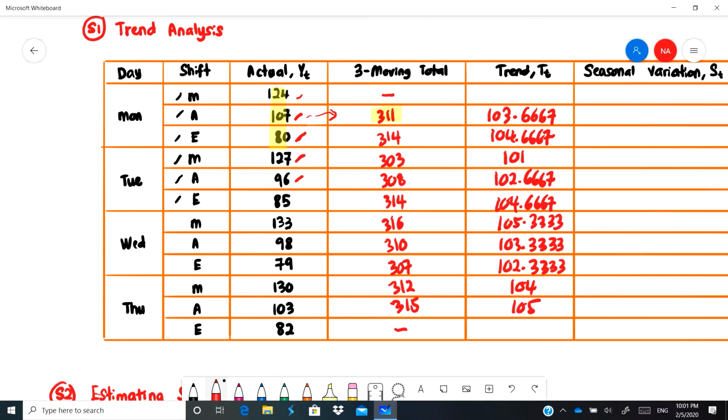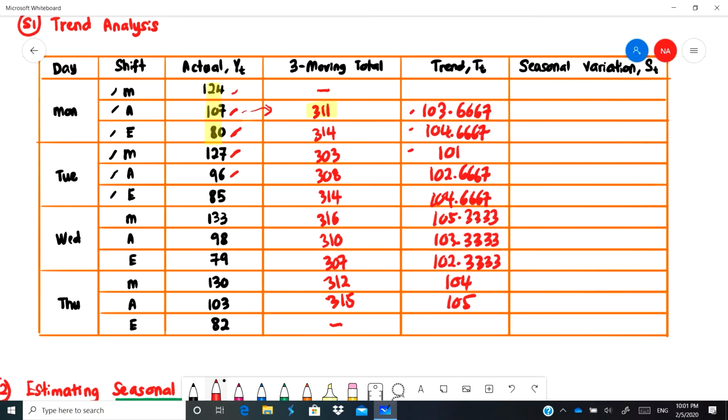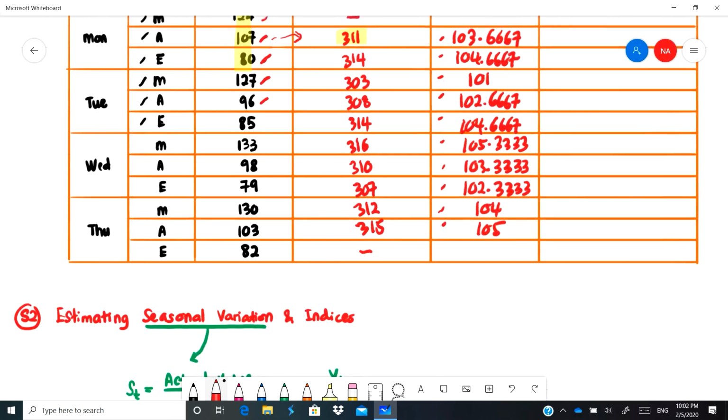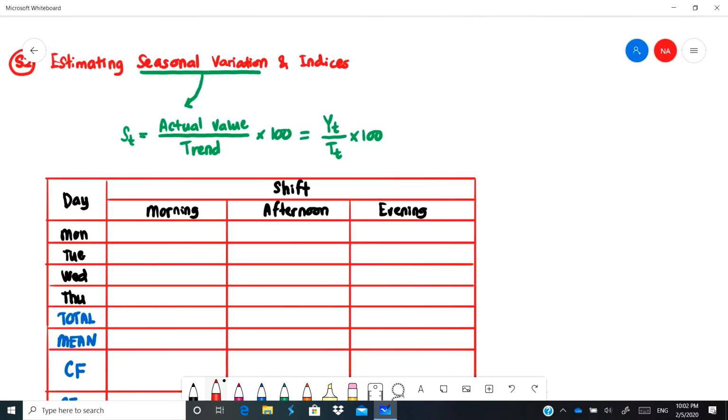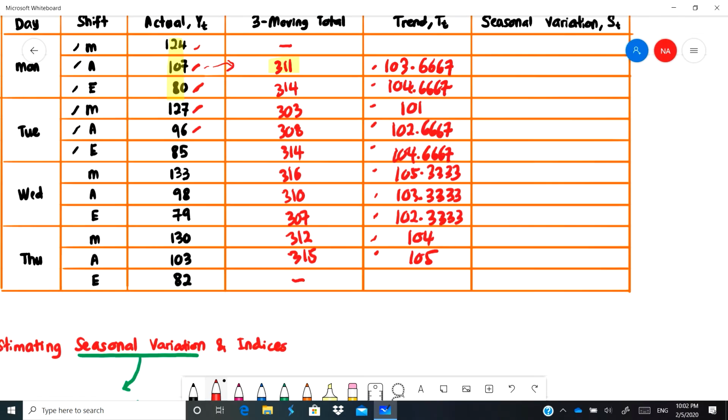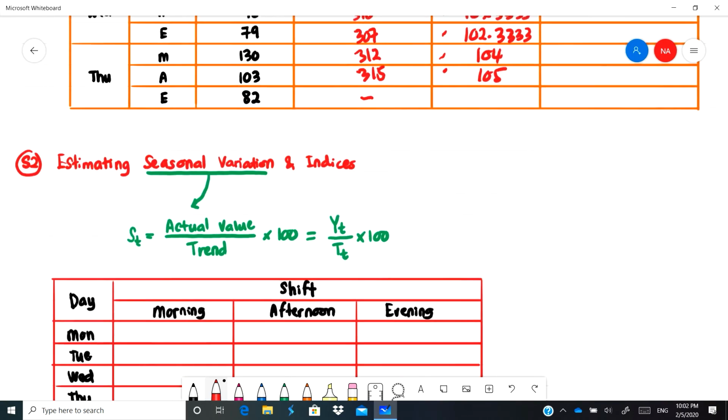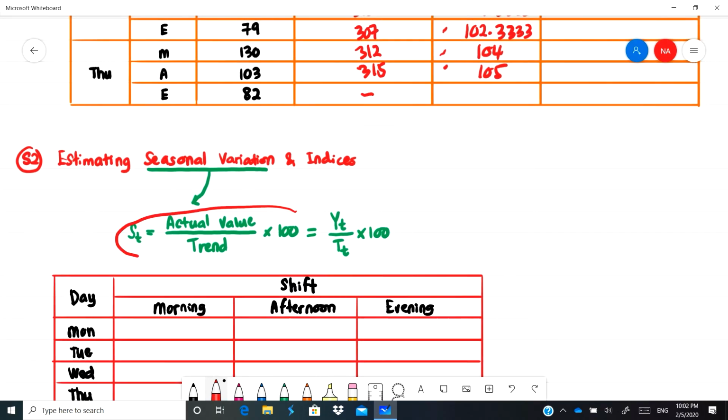So we have got 1, 2, 3, 4, 5, 6, 7, 8, 9 and 10. There are 10 trends we have got from the actual values. Now we are moving to the second step, where we have to estimate the seasonal variation. We find it using this formula: the seasonal variation is given by actual value divided by trend, and then we multiply by 100.